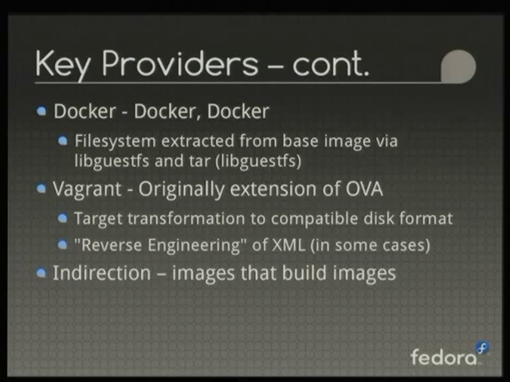Docker. I'm sorry, I had to. So a Docker image isn't even something that's bootable, right? So the way that we've implemented this, this is actually a fairly straightforward thing to add as a new target in Image Factory. So we take a base image, and we extract the root file system content from it using libguestfs, and we tar it up, right? And that's it.